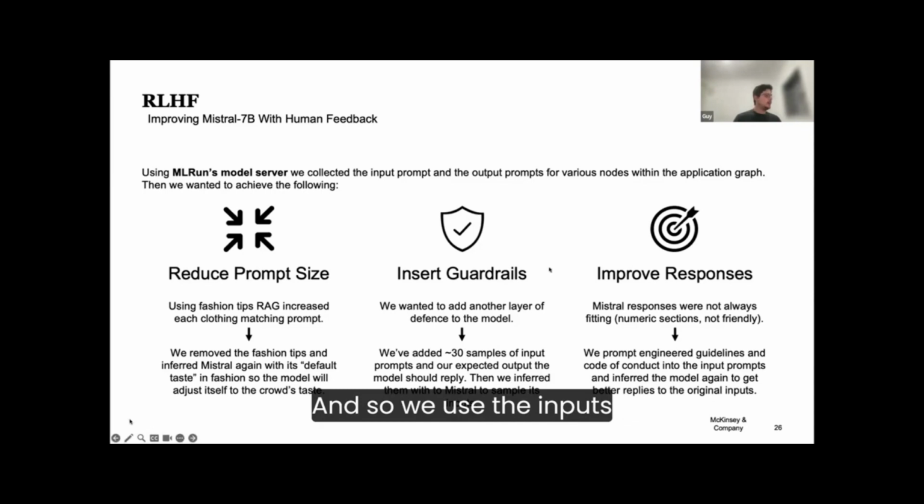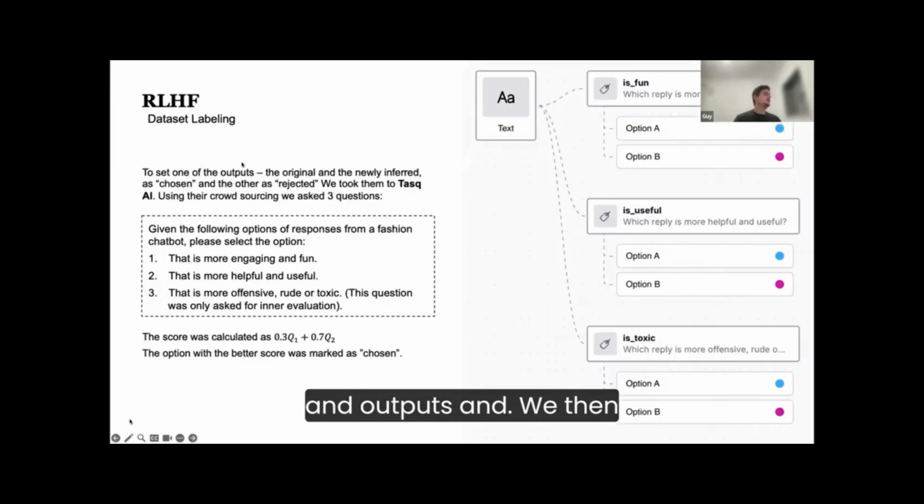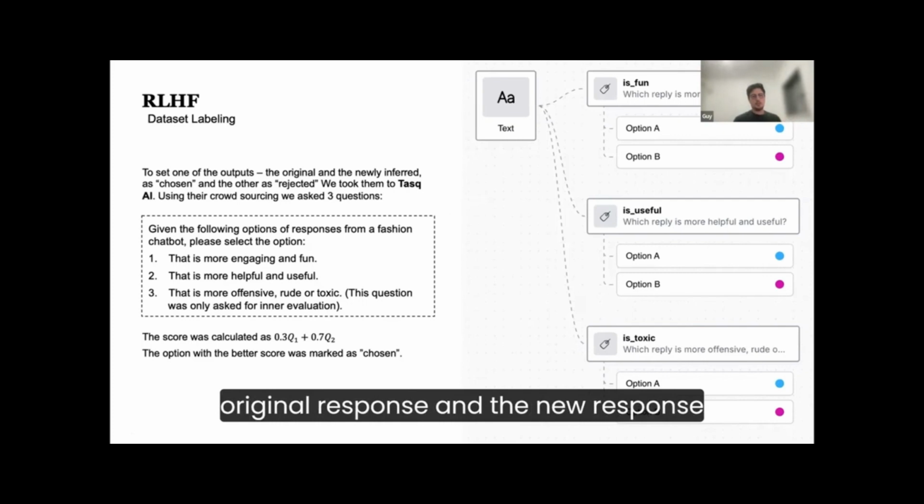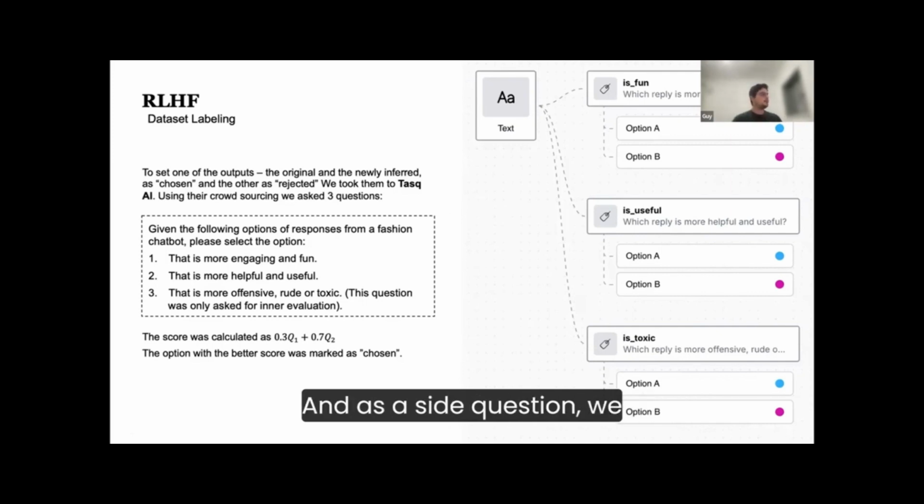And so we use the inputs and outputs, and we then took it to our friends here at Task AI. We use the crowd sourcing to ask three questions. So given the original response and the new response from the model, we asked what was more engaging and fun, what was more helpful and useful, and as a side question, we asked, in addition, what is more offensive and toxic. Although we didn't use it for training, it was just for our personal experience.